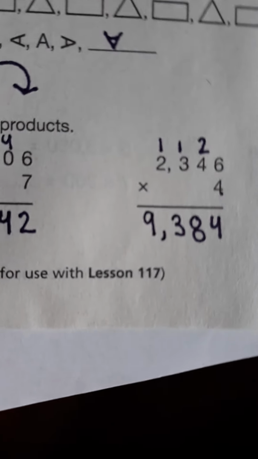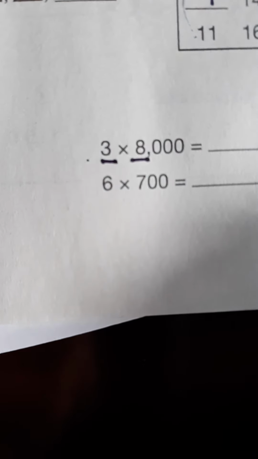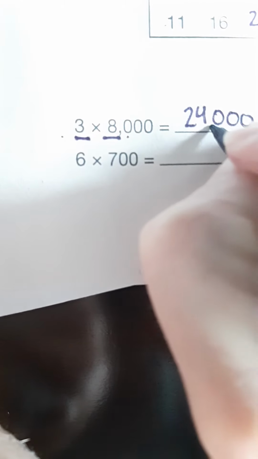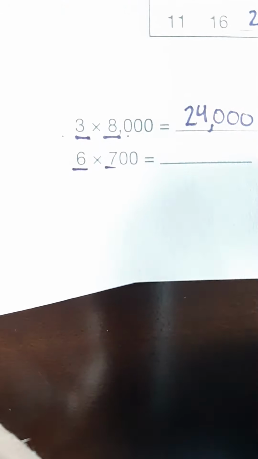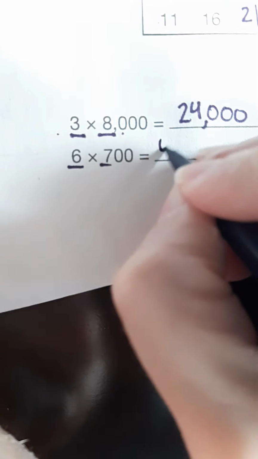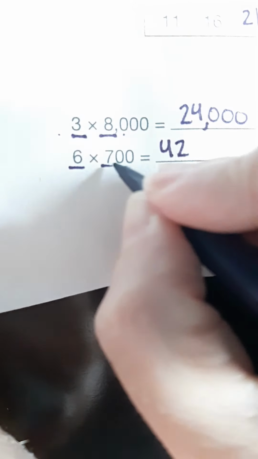All right, and the last ones. Okay. 8 times 3 is, good job, 24. And then I'm just going to add the zeros. 1, 2, 3 zeros. 1, 2, 3. So, okay. 6 times 7 is, 42. And then I'm just going to add the 2 zeros.